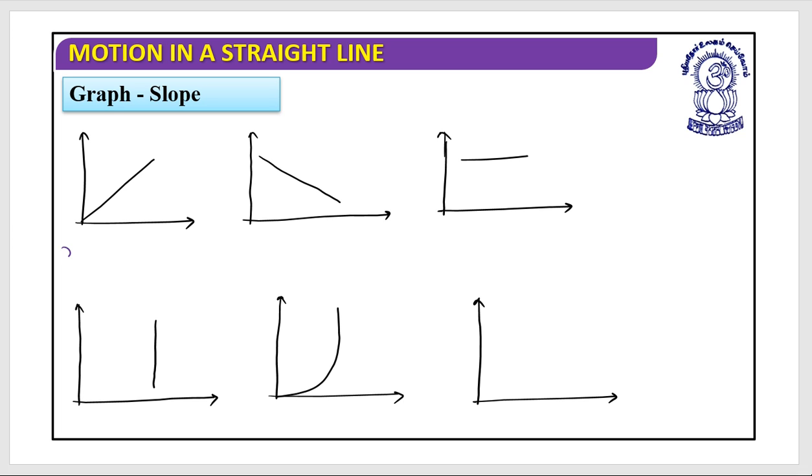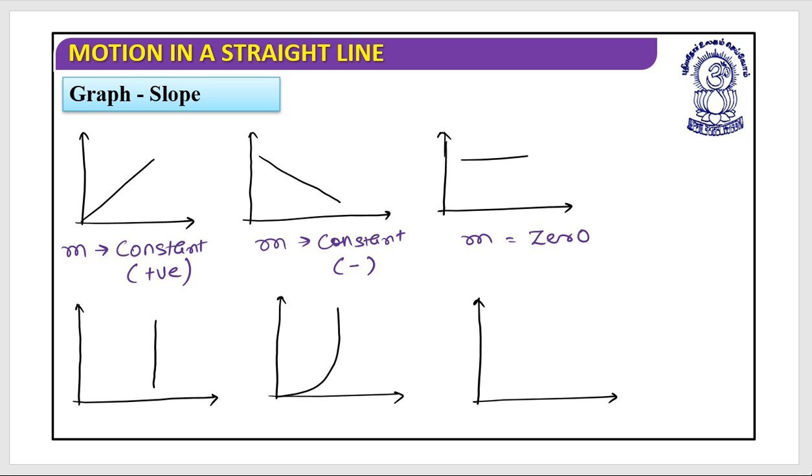First, slope is constant and positive. Slope is constant and positive, yes. Second, slope is constant, but it should be having a negative value. A third situation, what was the slope? Look at this here, y remains constant, slope is 0.